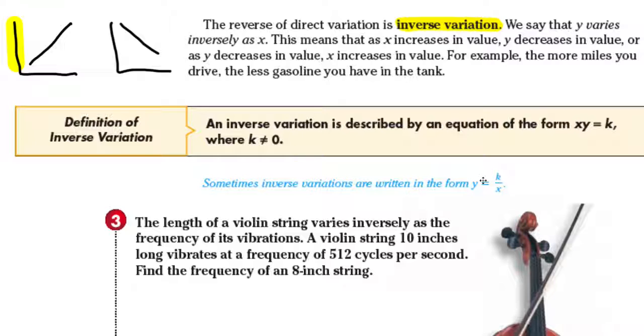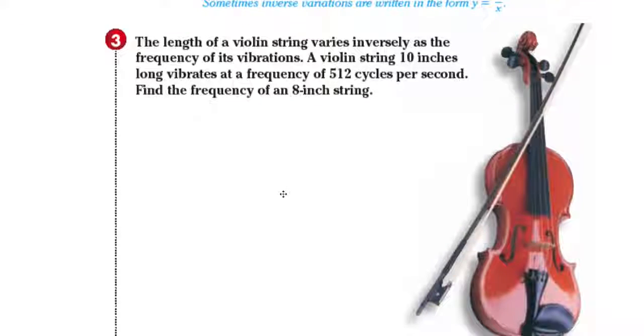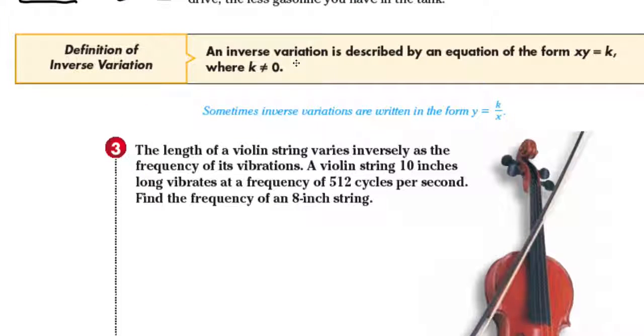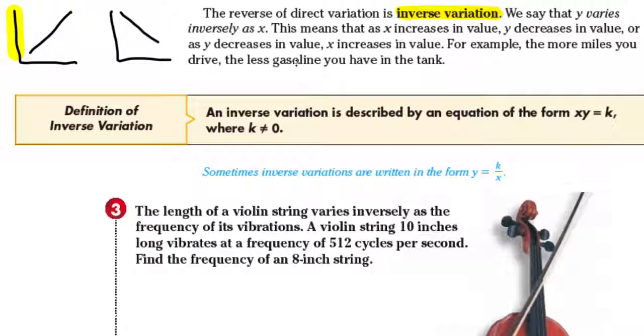Okay, let's take a look at how we apply this formula. In example number 3, the length of a violin string varies inversely as the frequency of its vibrations. So in this case, we know right away what is y and what is x, because it says here that y varies inversely as x. That means the length of the violin string is your y, and the frequency of its vibrations will be your x. Okay, let's go back to the problem.